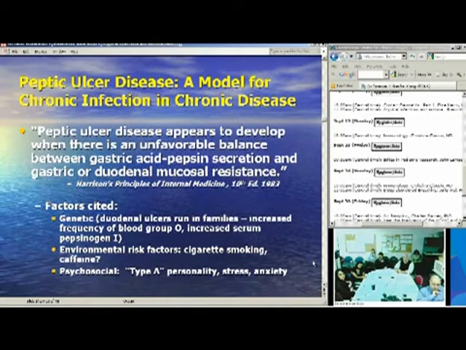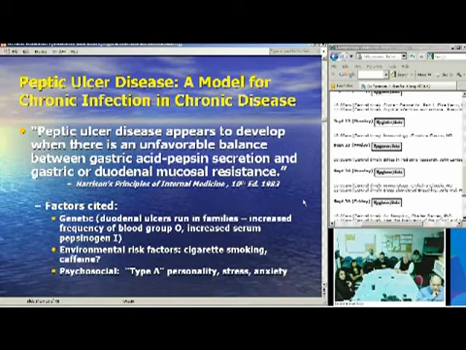I want to digress for just a second and talk about something that the older physicians here probably remember. Back in the days when I was a medical student, here's a quote from Harrison's in 1983, talking about a disease that we still see very frequently, peptic ulcer disease. The etiology was unknown, and they were looking at a number of different aspects related to peptic ulcer disease.